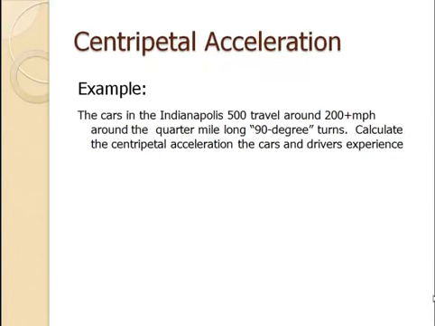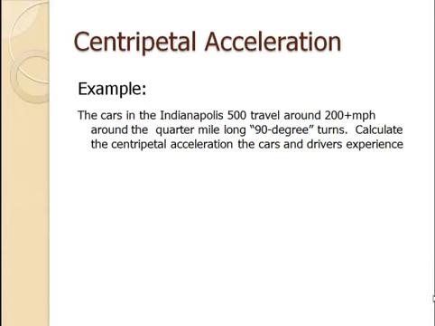So here's an example problem. The cars in the Indianapolis 500 travel at over 200 miles per hour around the curves, and each curve is a quarter-mile long 90-degree turn. I want to calculate what is the centripetal acceleration on the cars and the drivers. What do they experience? How many g's is it?